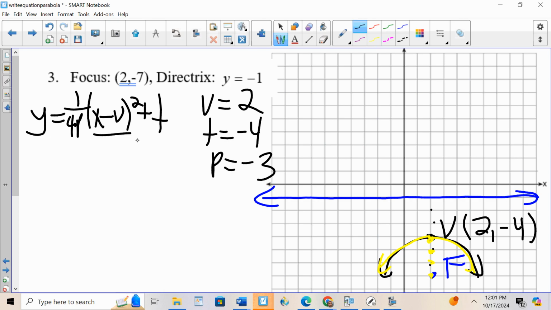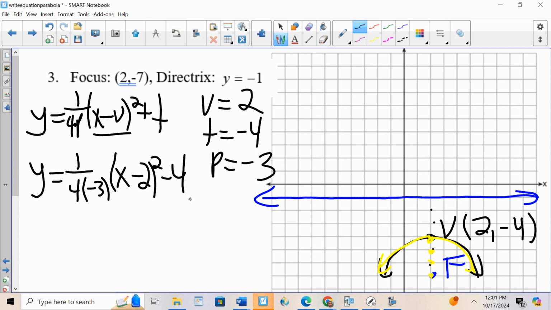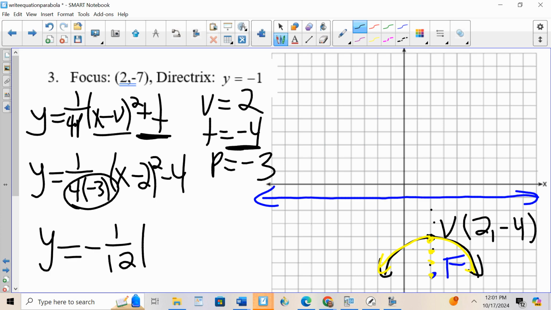Minus v means change the sign of v. Everything else gets substituted in. I replace p with -3, minus v, -2. Keep t. So plus t means you're keeping the sign of t. So since t is -4, I write -4. The only thing I can do is that. 4 times -3 is -12, so it becomes -1/12 (x minus 2) squared minus 4.